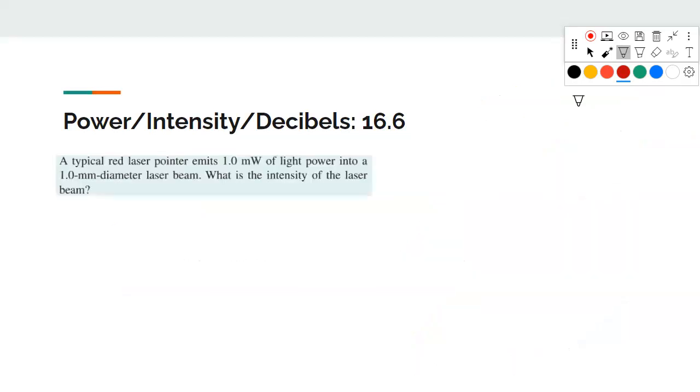Okay, so we have a practice problem. I know I've just been blabbering on for a while, so it's good to have one of these. So a typical red laser pointer emits 1 milliwatt of light power into a 1 millimeter diameter laser beam. What is the intensity of the laser beam? Okay, so a pretty straightforward practice problem, hopefully. We have that intensity is power over area.